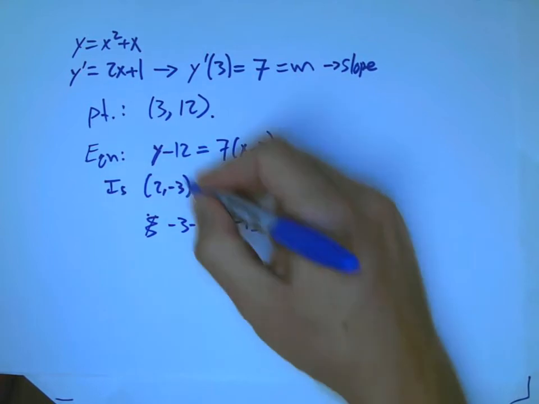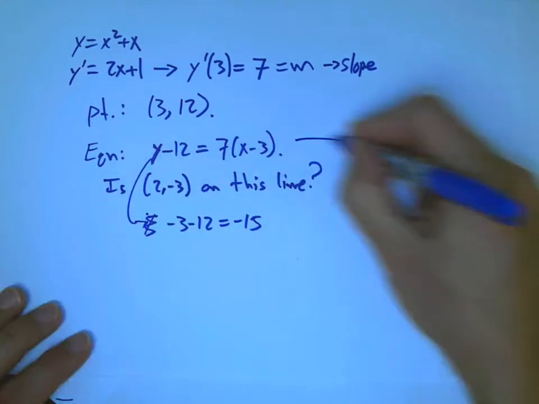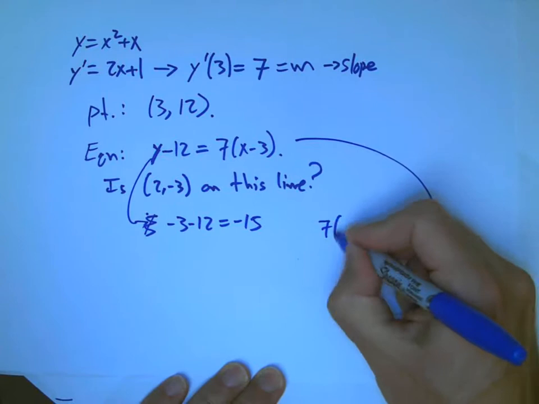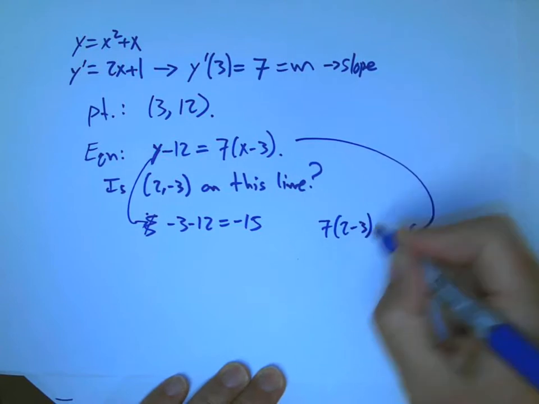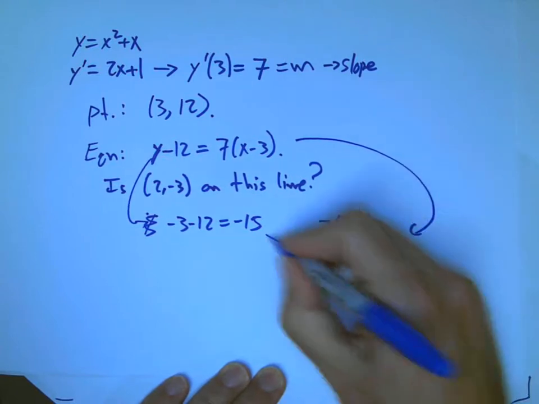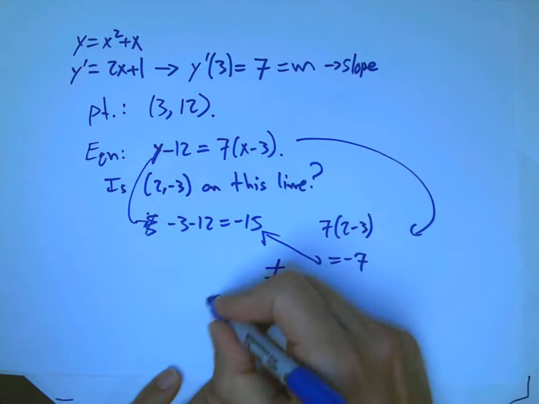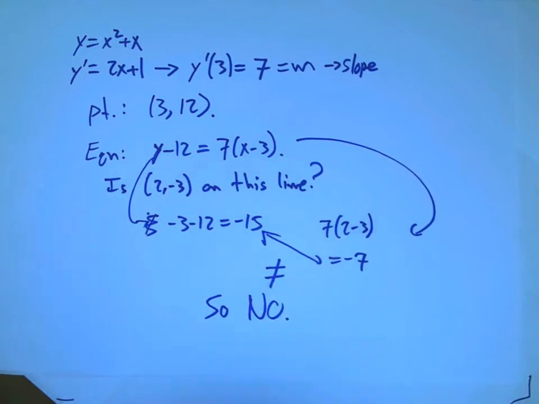And we're going to plug in minus 3 minus 12. That's minus 15. That's the left-hand side. To the right-hand side, we're going to take 7 times 2 minus 3. That's minus 7. These are not equal. So the answer is no.